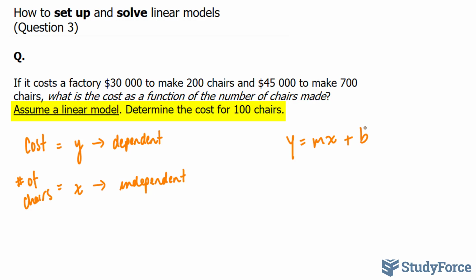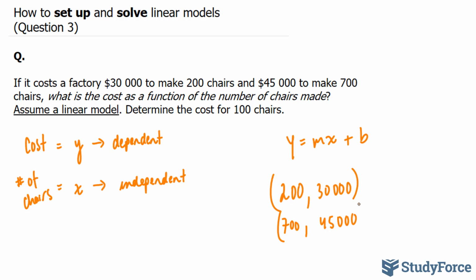Your initial cost. So to come up with our slope, we need to write down our 2 points, and we know we have a point at 200 chairs for $30,000 and 700 chairs for $45,000. Again, this will be your x, and this will be your y. And since this is the first point and this is the second point, and it doesn't matter which one you label 1 or 2, this will be x1, y1, x2, y2.